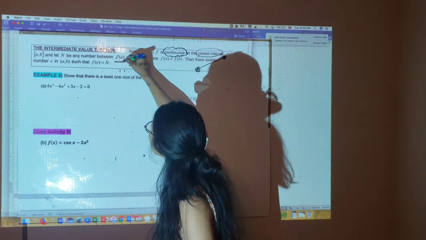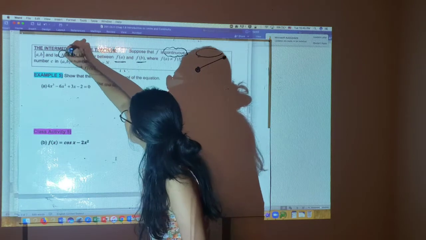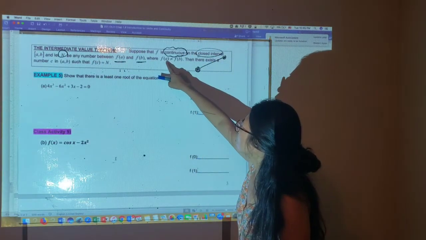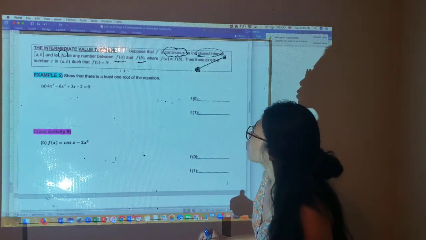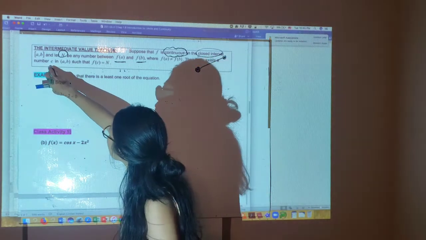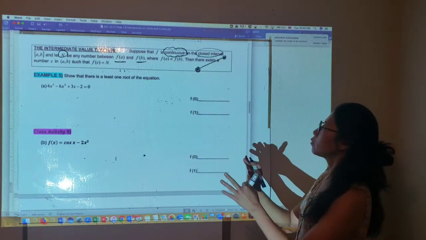So as you see, this represents your y values. So n will be any value between those y values, where those are not the same. If the y values are not the same, then there must exist a c value that will go to the n value. Okay, so the meaning is a little bit weird.